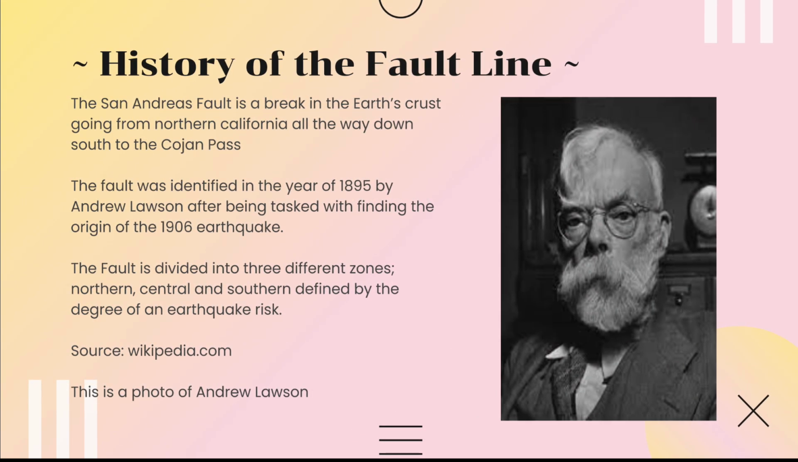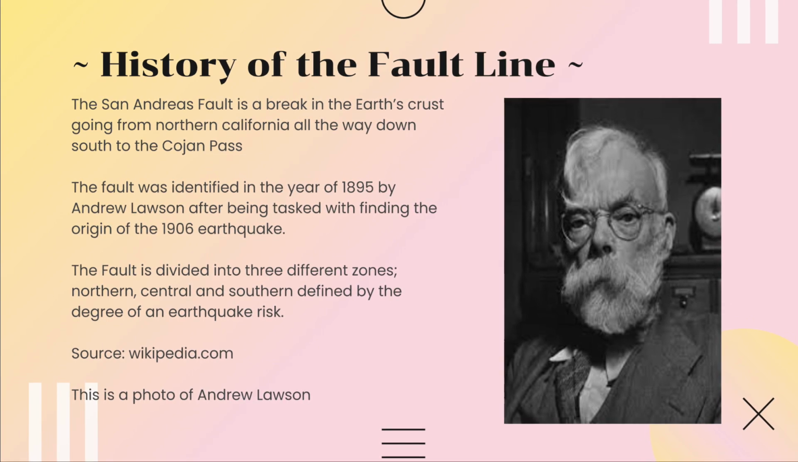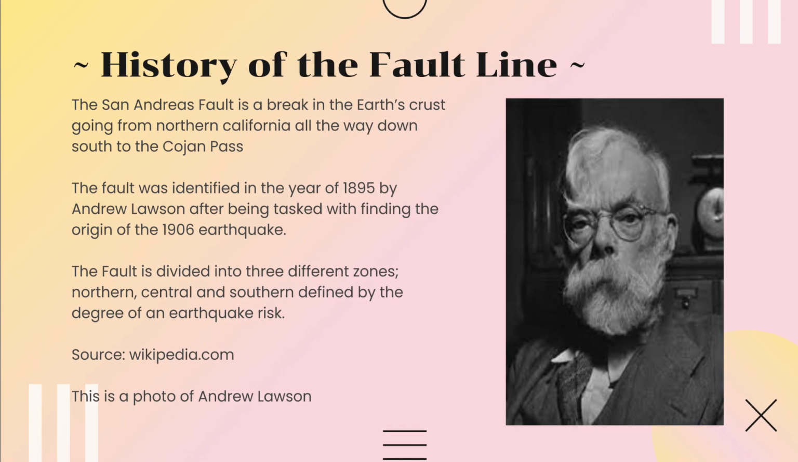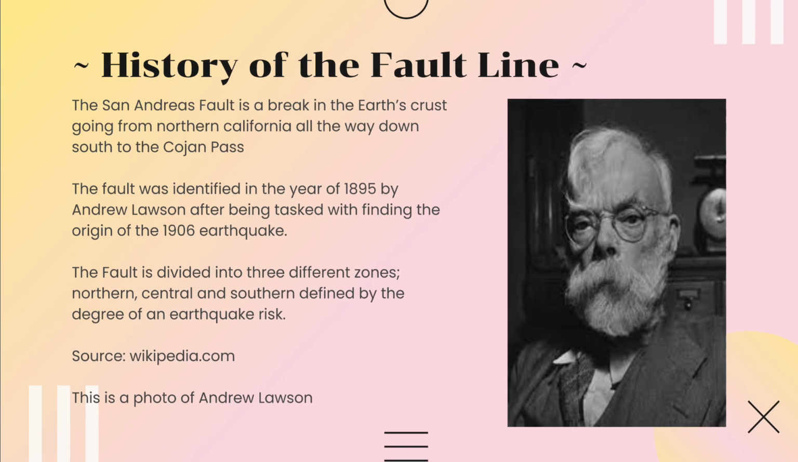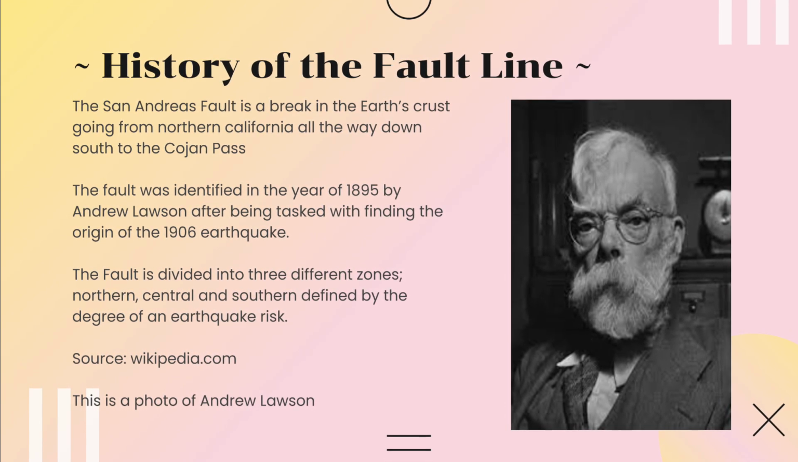The San Andreas Fault is an indent in the Earth's crust going from Northern California to the Cajon Pass. It was first identified in 1895 by Andrew Lawson. The fault is divided up into three different zones: northern, central, and southern.